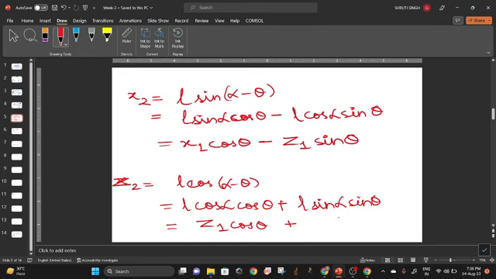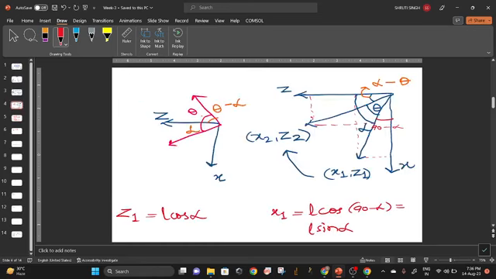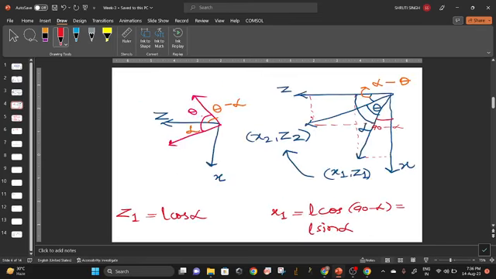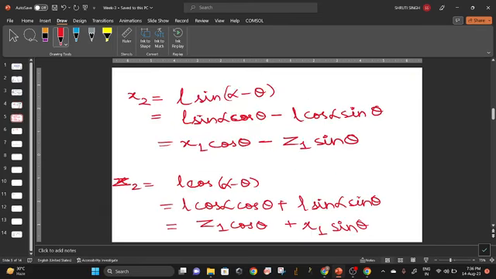Okay, so it may be entirely possible that the answer is wrong. I am not denying, answer may be wrong. Now, what is this one? L sine alpha, L cos alpha. This is x1, right? L sine alpha is x1. L cos alpha is z1. Okay, this is correct.